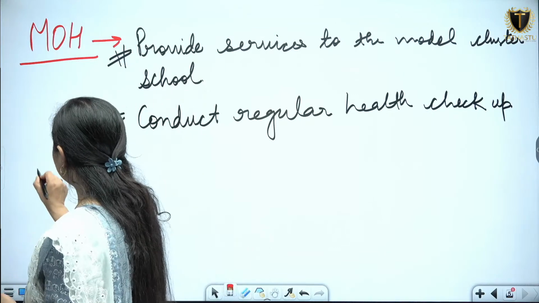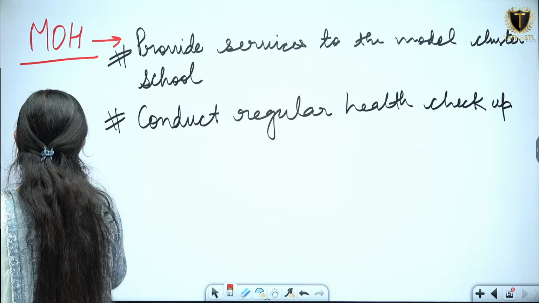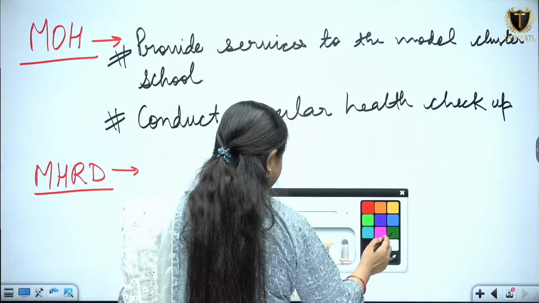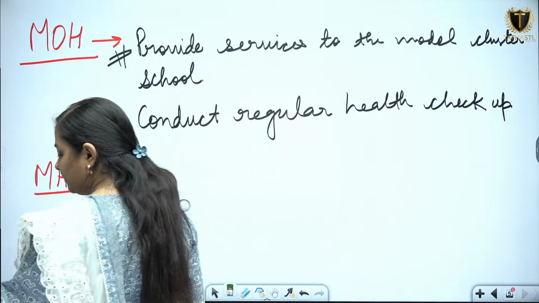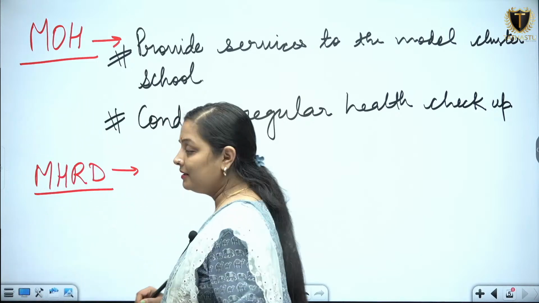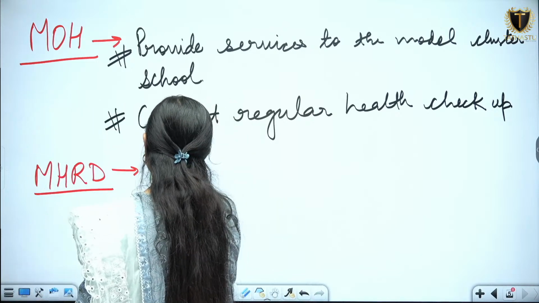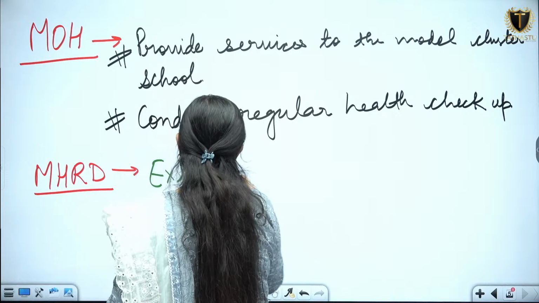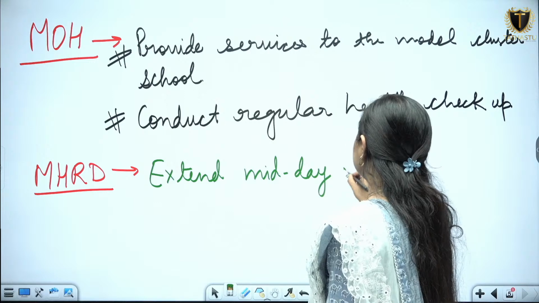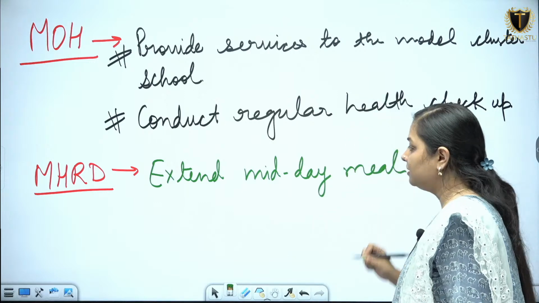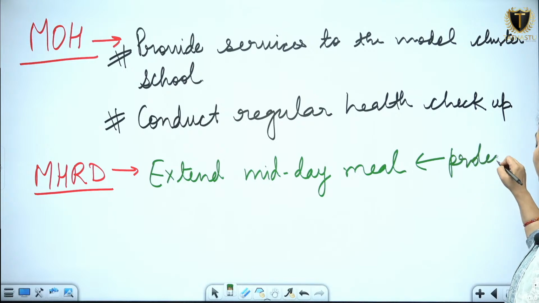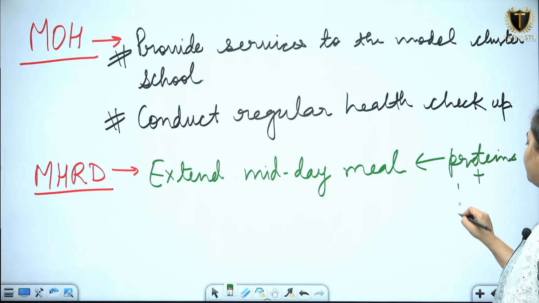Next comes the MHRD. What is this MHRD? No one is replying. Tell me, what is MHRD? Okay, they are there in order to extend the midday meal. It was promised that you will get a midday meal, and this is to provide proteins and proper food to the children.